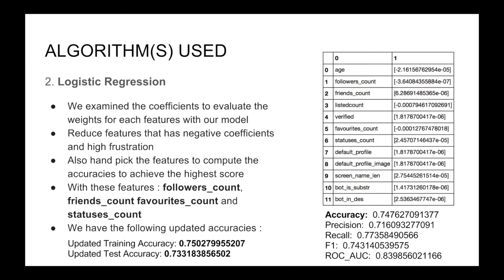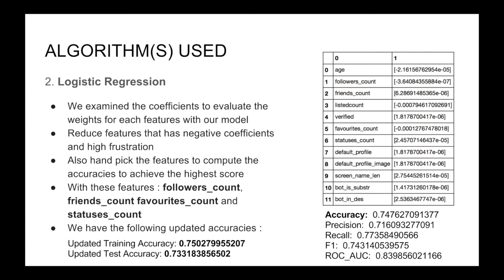In our second attempt, we examine the coefficients to evaluate the weights of each feature. So on the right-hand side, you see a table. The left column lists all the features, and the right column is all the coefficients represented by the features. So we pick all the features that have positive coefficients, which are highest. In this case, we pick the follower count, friends count, favorite count, and status count. This helps us get the accuracy up: training accuracy is 75% and test accuracy is 72%. However, we still wanted a better result.